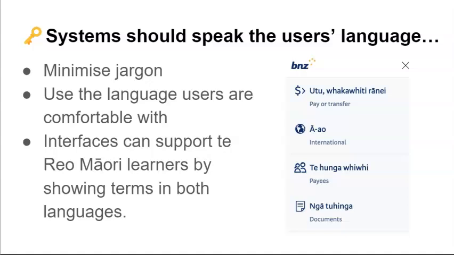In general, systems should speak the user's language. This could mean something as simple as minimizing jargon or using language that users are comfortable with. But we can take it a step further by applauding interfaces that support te reo Māori learners by showing terms in both languages. And the Bank of New Zealand website is a great example of this being done well.